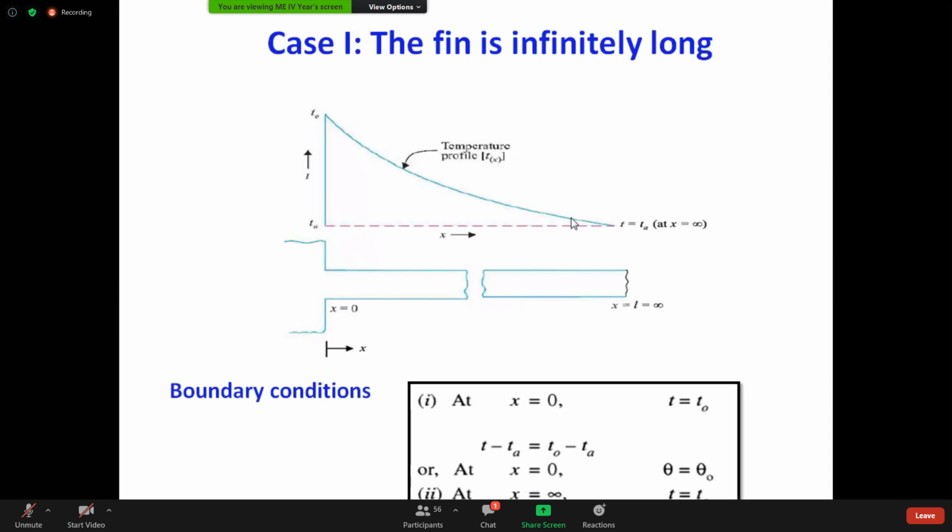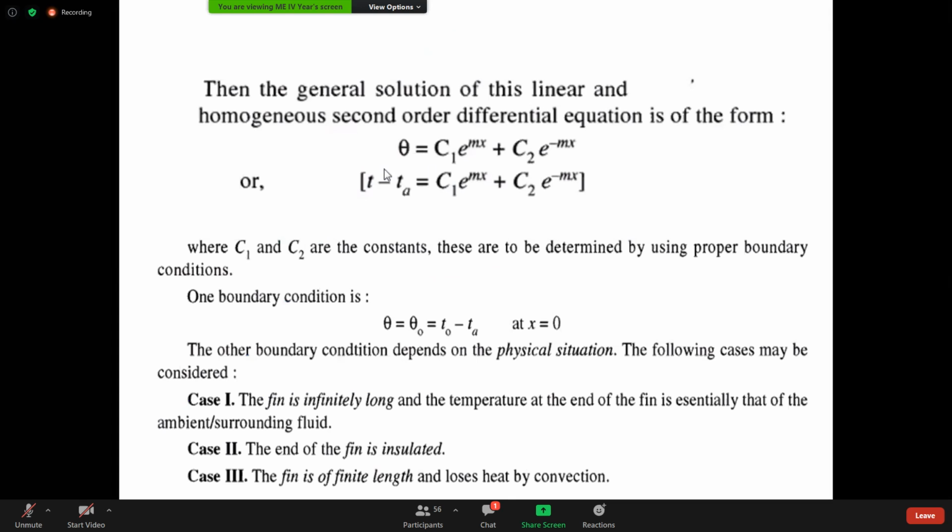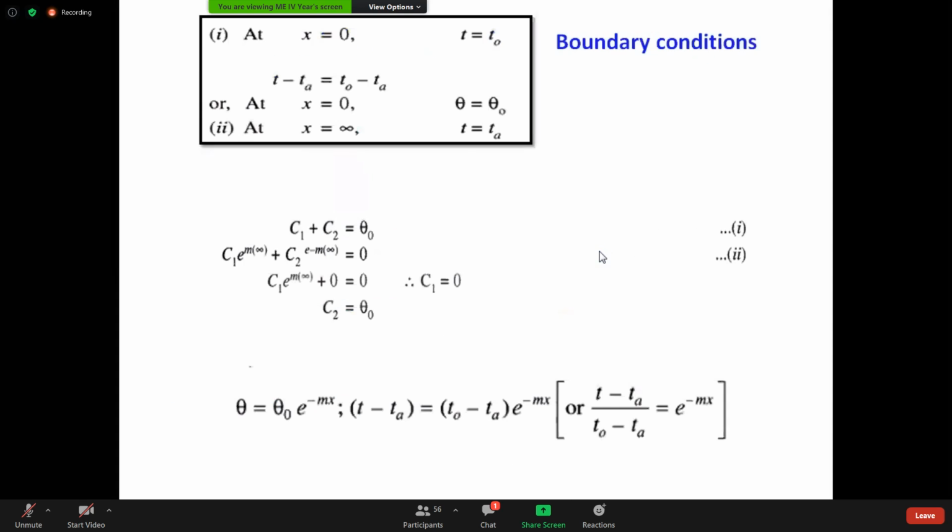If you substitute the first boundary condition in the equation, which equation? In this equation, theta is equal to C1 into e power mx plus C2 into e power minus mx. In this equation, if you substitute, you will get the constants C1 and C2. If you apply the first boundary condition in the main equation, you will get this. If you apply the second boundary condition, you will get this.